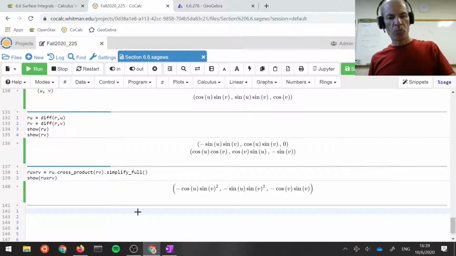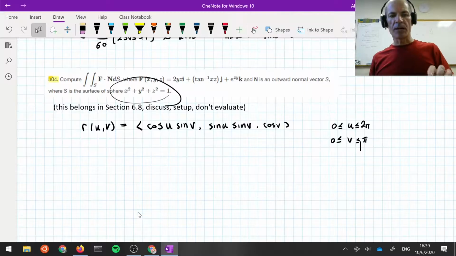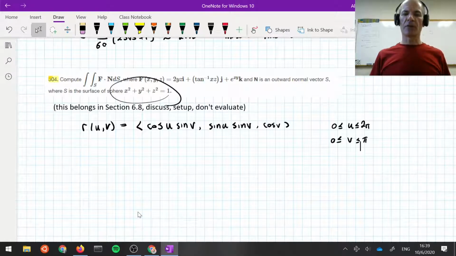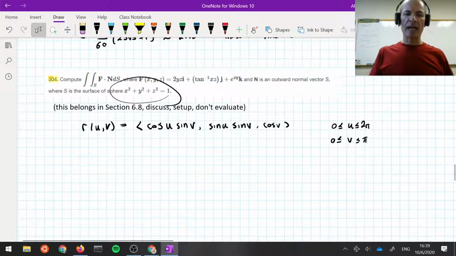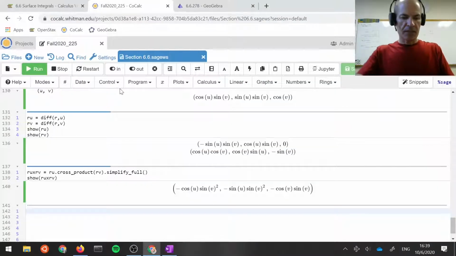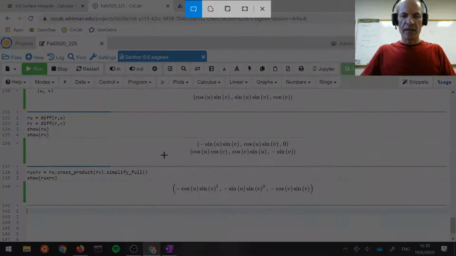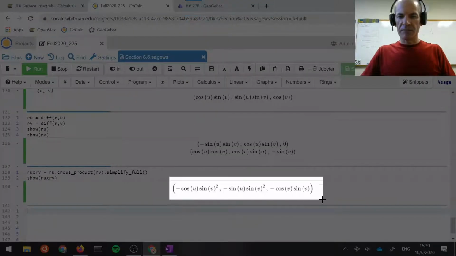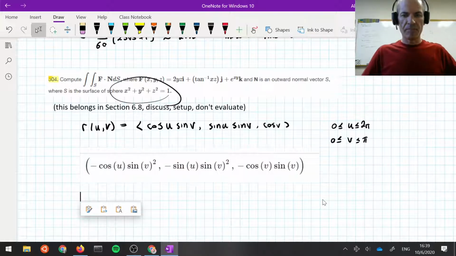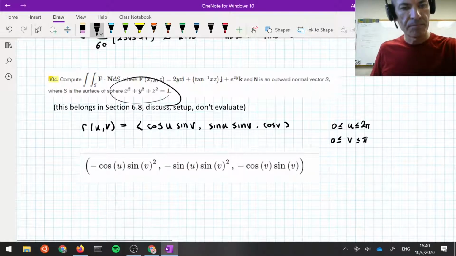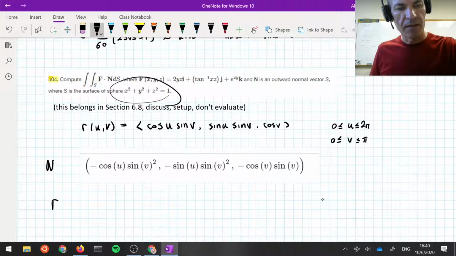Now, that's where we stop. We don't need the magnitude of ru cross rv because this is a flux integral. So we've now found n. In this case, n is this vector. That's n. We also need f of r.